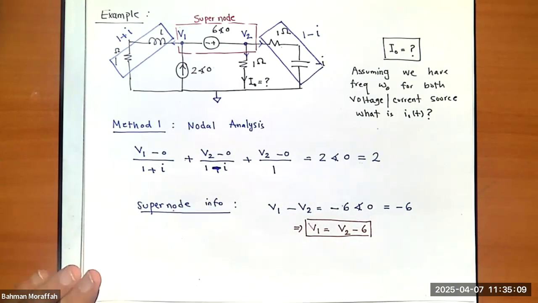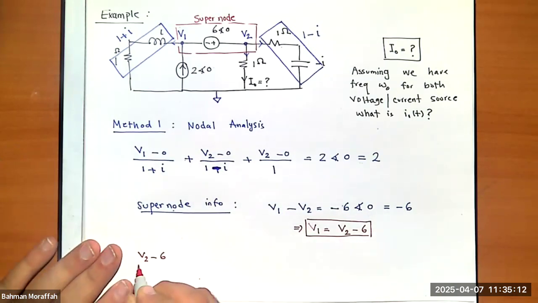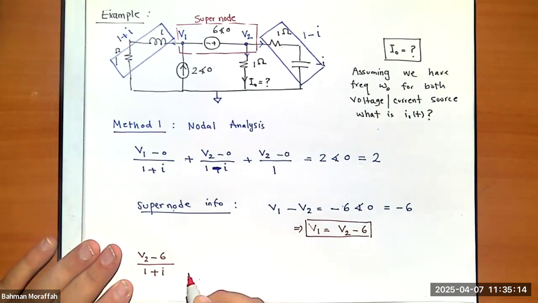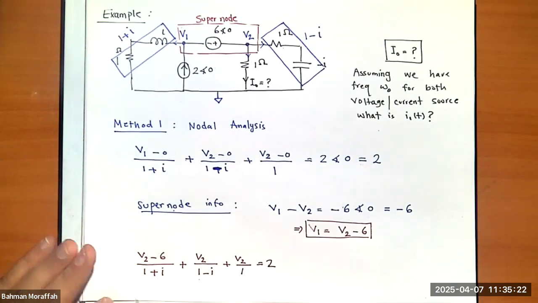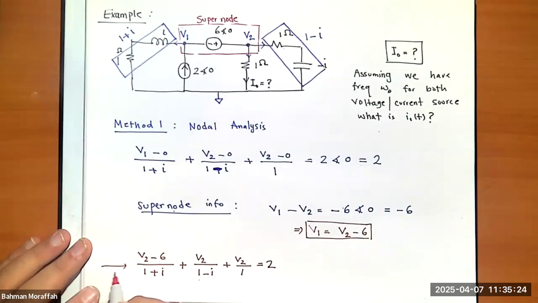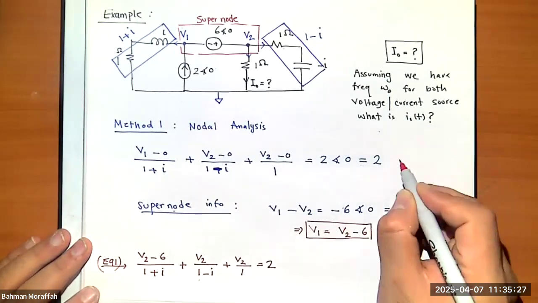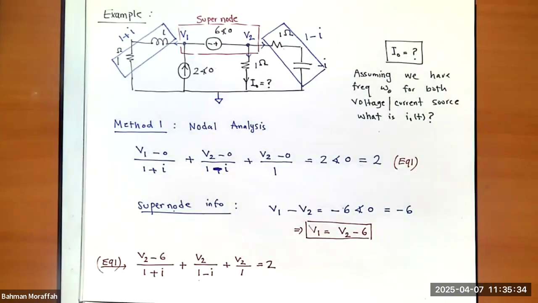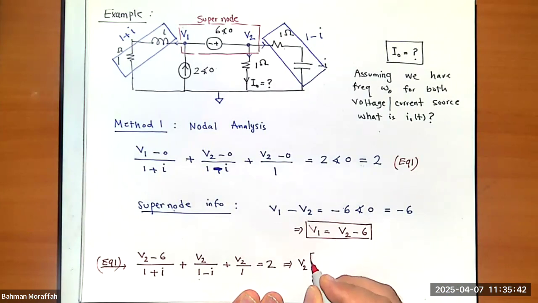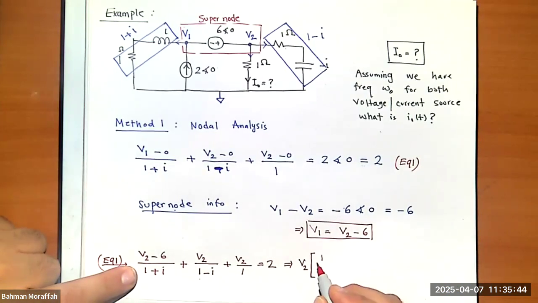Remember, the only thing I'm interested in is V2, right? So I can plug it in here. So I have V2 minus 6 divided by 1 plus i, plus V2 divided by 1 minus i, plus V2 divided by 1. That equals 2. That is equation 1, which is this. I have one equation, one unknown. I'm done. How do we do this? I'm going to factor out this V2. So if I do this, I can factor out V2. From the first term, I have 1 over 1 plus i.